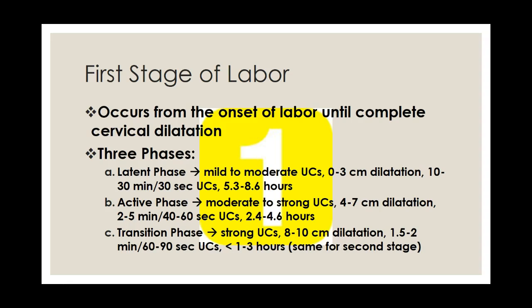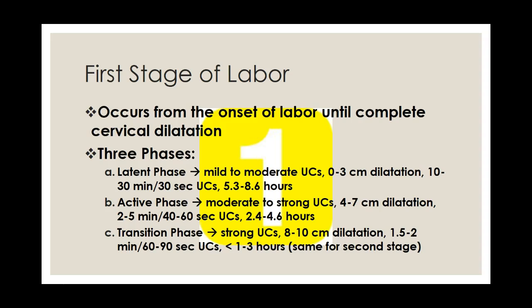And let's talk about the 3 phases. The latent phase is whenever we have mild to moderate uterine contractions. Our cervix is 0 to 3 centimeters dilated, and our contractions are every 10 to 30 minutes, and they last about 30 seconds long. And this stage of labor lasts anywhere from 5 to 5.5 to about 8.5 hours.